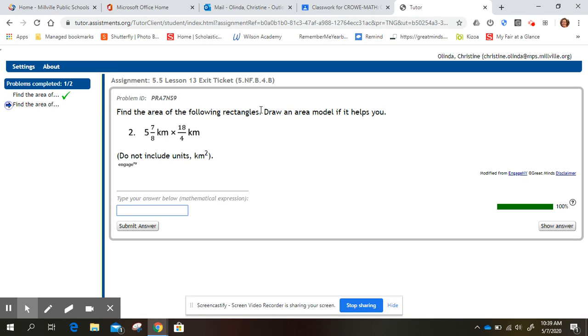Find the area of the following rectangles. Draw an area model if it helps you. All right. It was 5 7/8 kilometers times 18 fourths. Before I can multiply this, I need to change this mixed number into an improper fraction. To do that, I multiply and then I add.